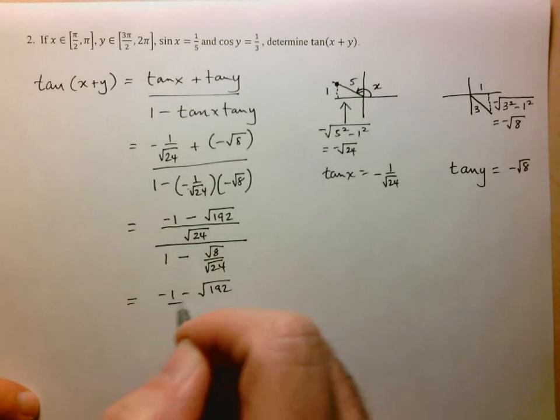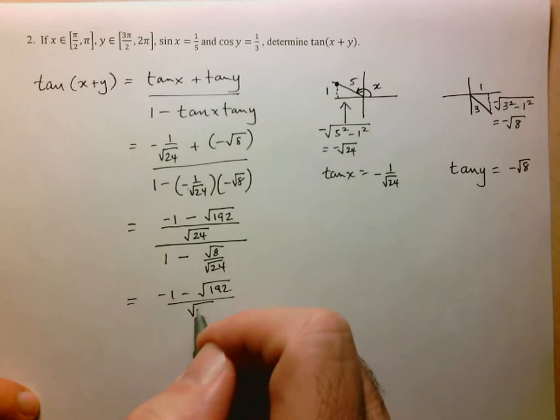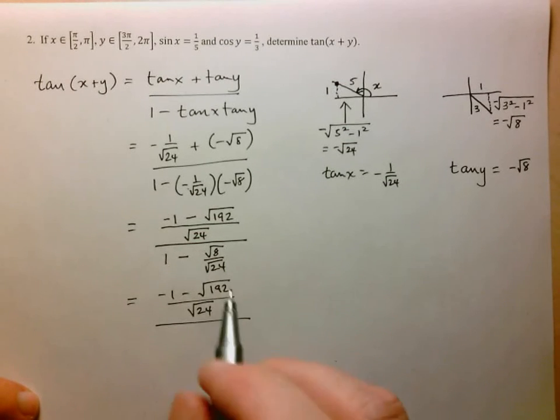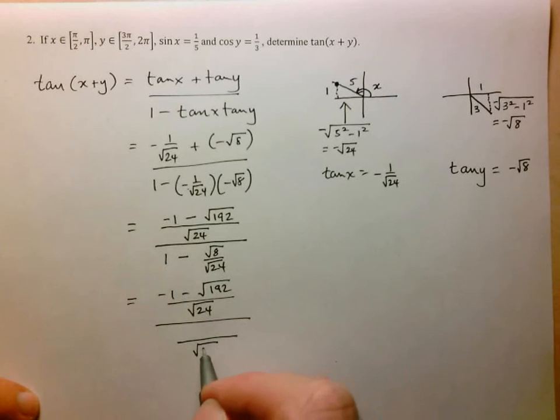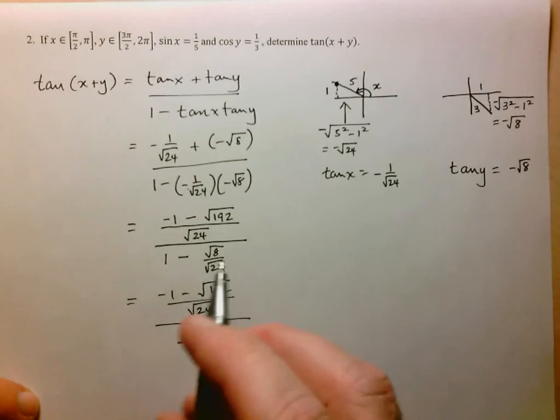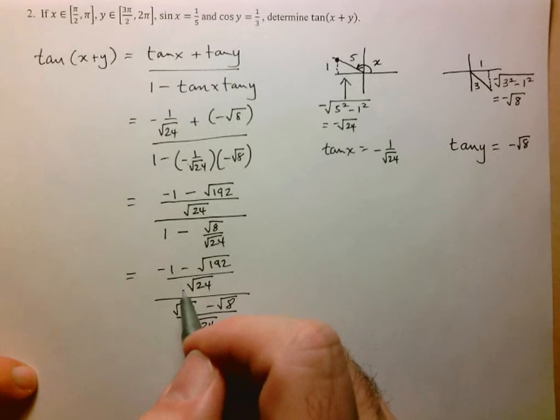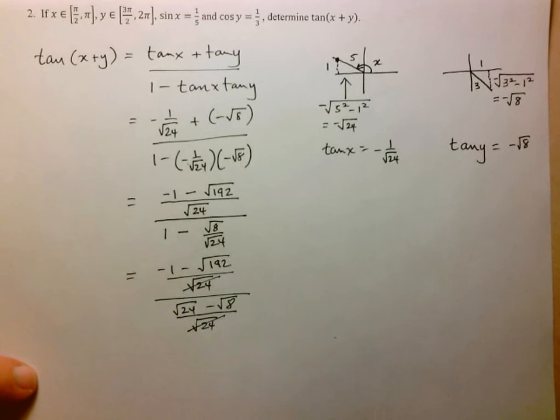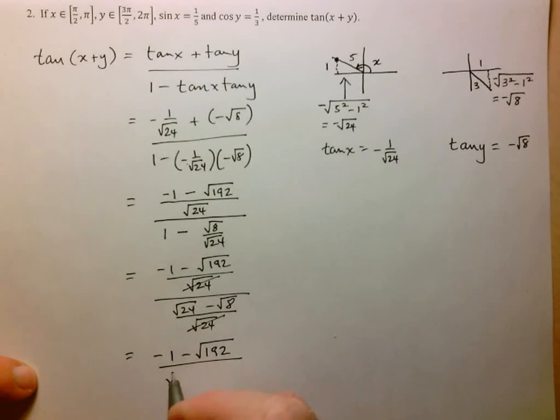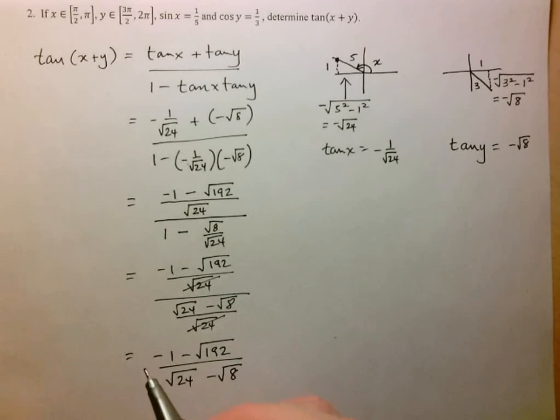Right now I'm not changing the numerator portion. Now let's subtract these using a common denominator. The common denominator is root 24, which I have to multiply to the first. So I have root 24 minus root 8. Here, these root 24s just reduce out. So in the end, I'm left with negative 1 minus root 192 over square root of 24 minus root 8. And that's where I'll say you need to stop.